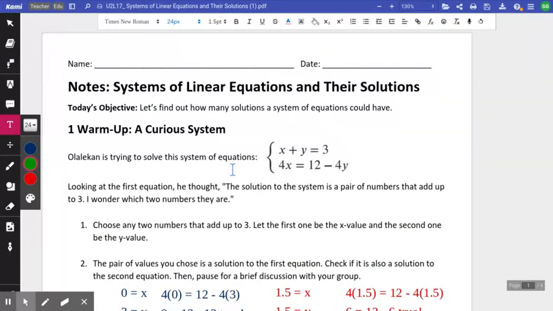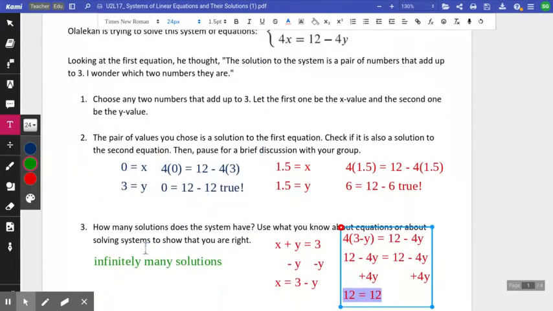So when we talk about our objective up here, which is how many solutions a system has, all of the systems we've been looking at before today had one solution. There was one pair of numbers for x and y that satisfied both of the equations. That's not always going to be the case. Another option is what we're seeing here, where there's infinitely many solutions.